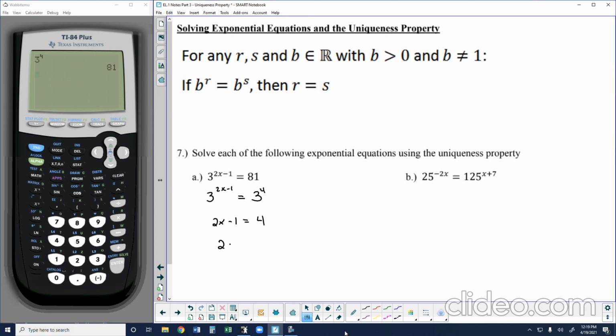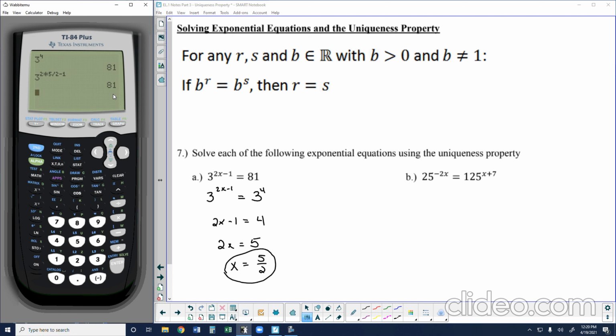From here, we can solve. We can add 1 to both sides. So 2x equals 5. Then divide by 2. So x equals 5 halves, or 2.5. And I can check this. I can go back to my graphing calculator and take 3 to the 2 times 5 over 2, minus 1 power, and see that this is 81. So the uniqueness property works when we are able to rewrite expressions so that they are the same base with some kind of exponent.